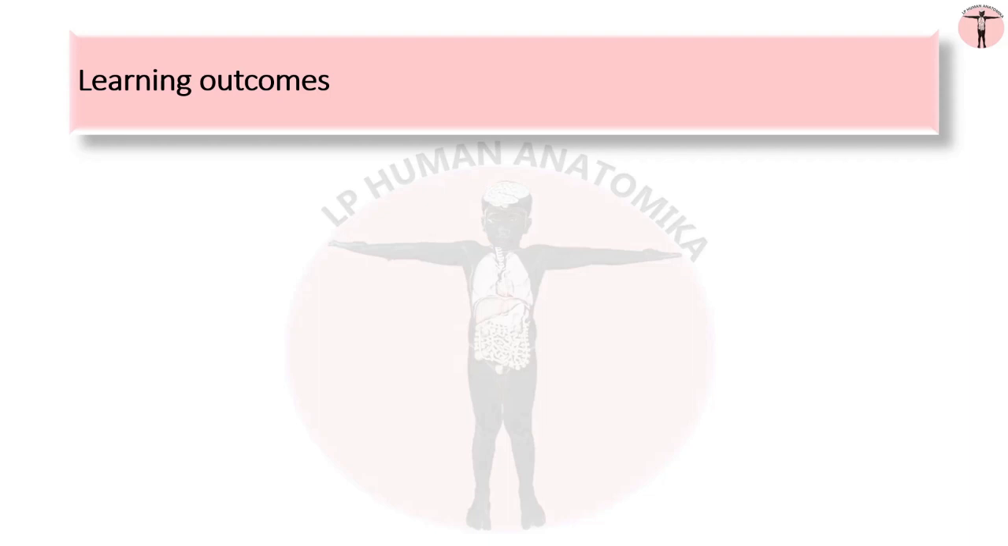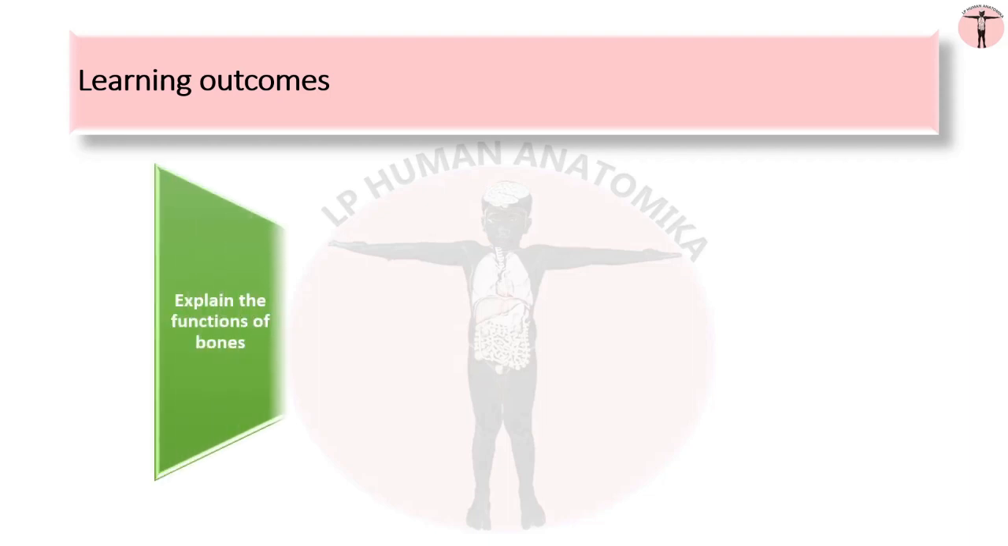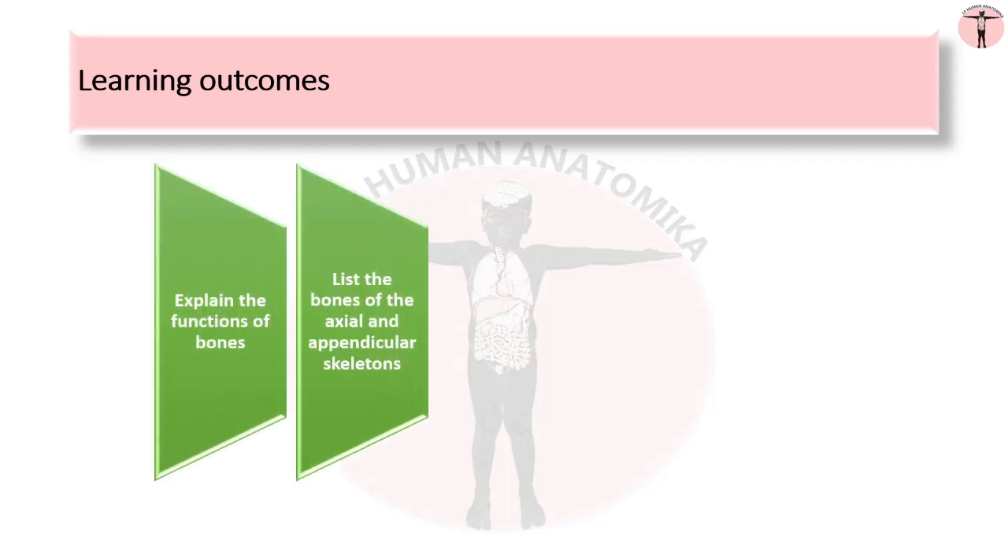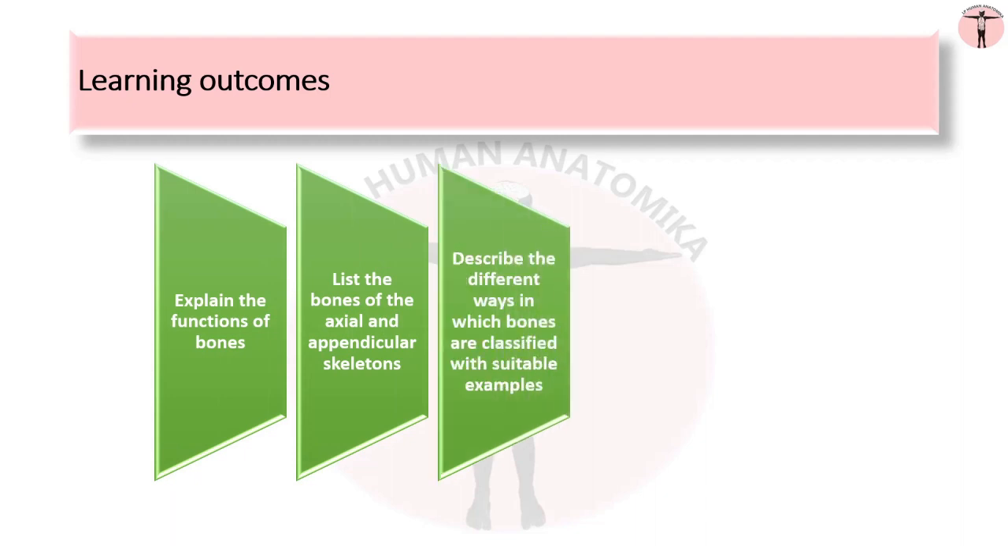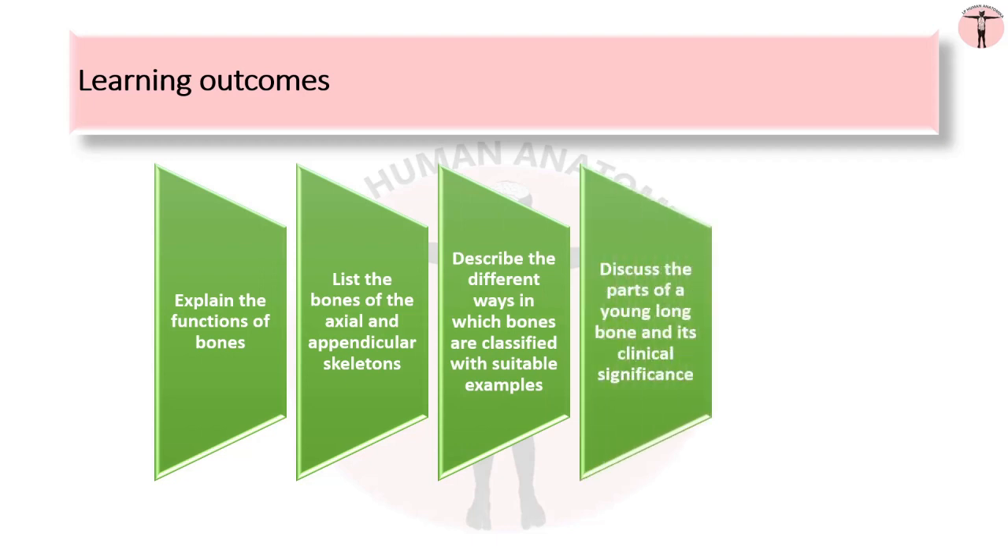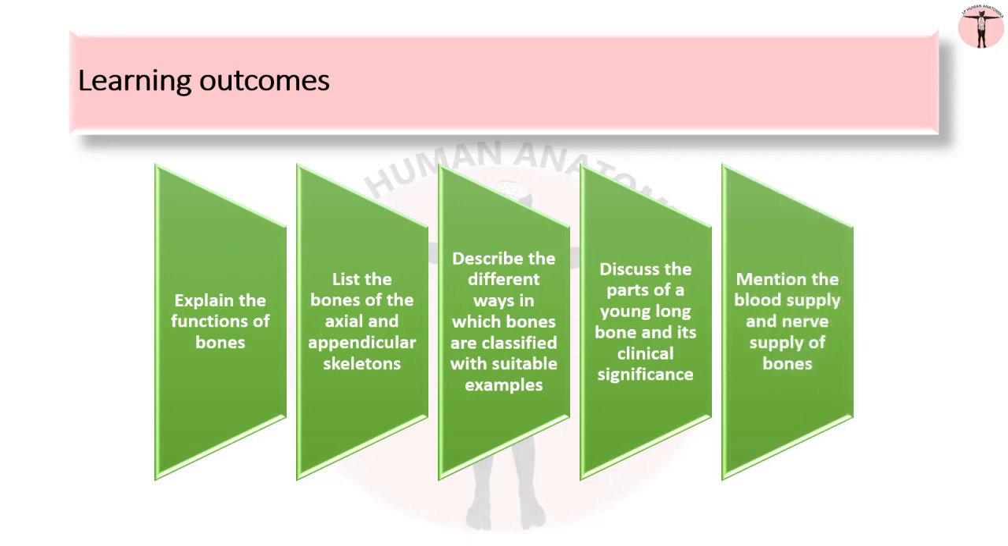The learning outcomes of this session include: explain the functions of bones, list the bones of the axial and appendicular skeleton, describe the different ways in which bones are classified with suitable examples, discuss the parts of a young long bone and its clinical significance, and mention the blood supply and nerve supply of bones. The fourth and fifth learning outcomes will be dealt with in a separate session.